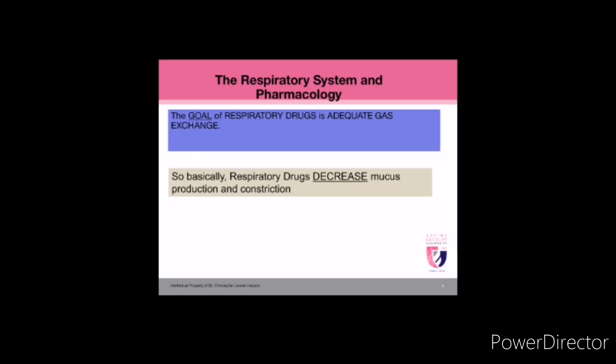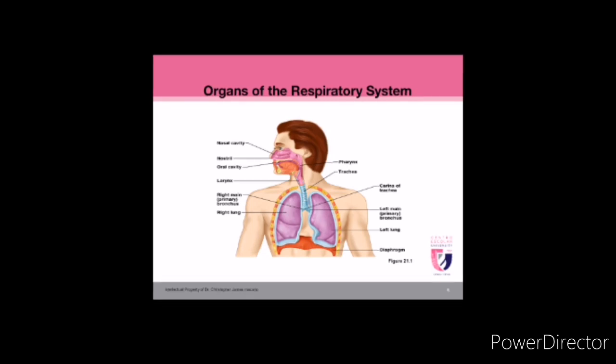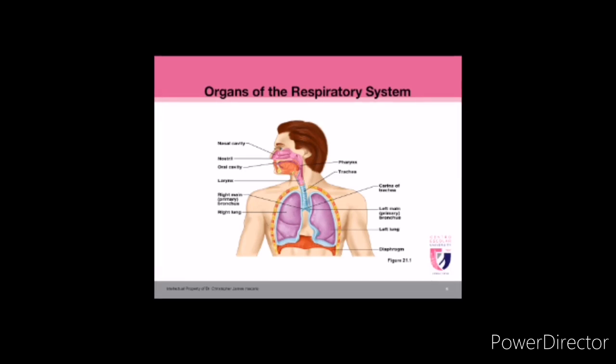But remember, kahit na ano pa yung problema niyan, there is only one goal, and that is adequate gas exchange. With the organs of the respiratory system, I know na natakal nyo na to sa anatomy and physiology class ninyo, but konting review lang. So sabi nga natin, the respiratory system is divided into two, which is the upper and lower respiratory system.